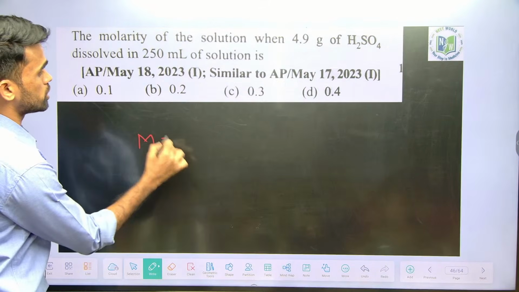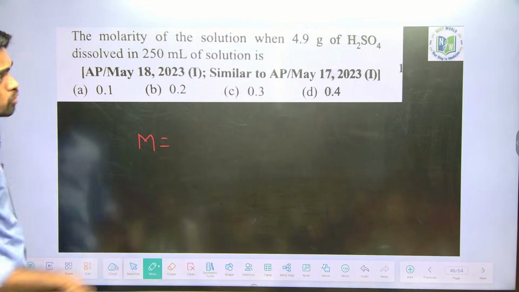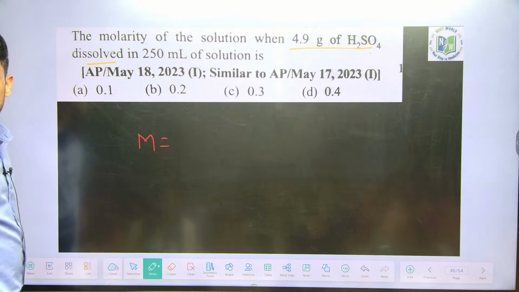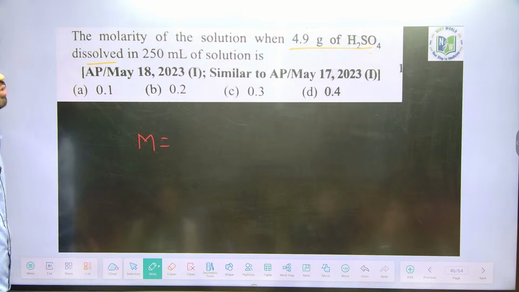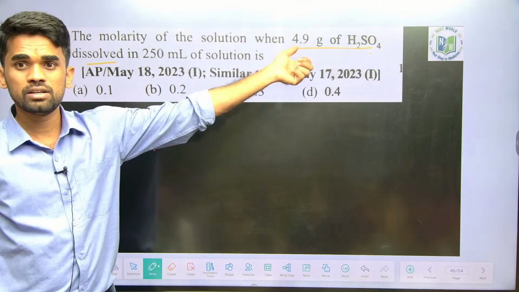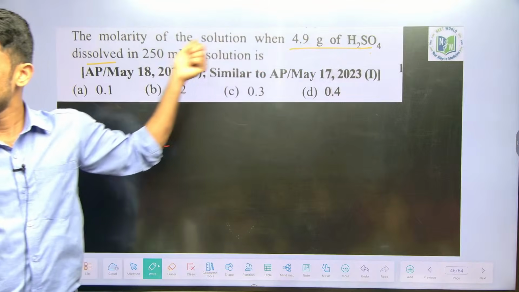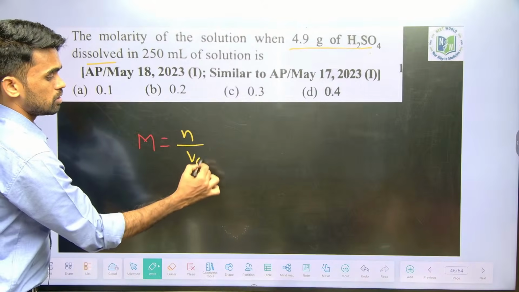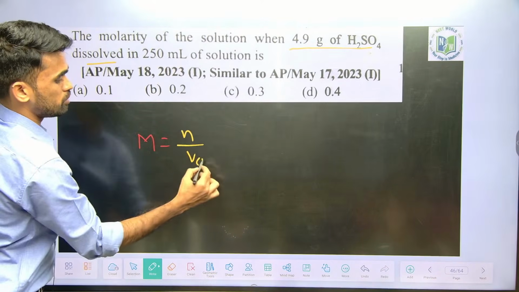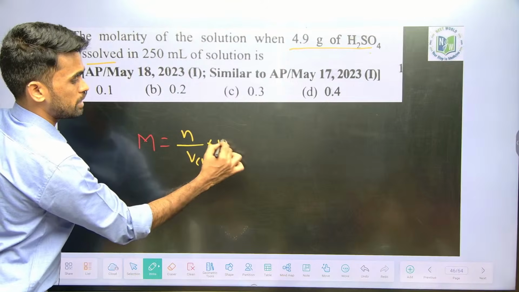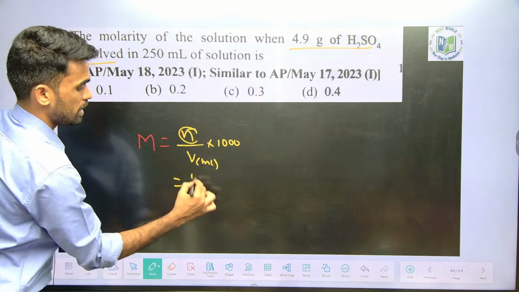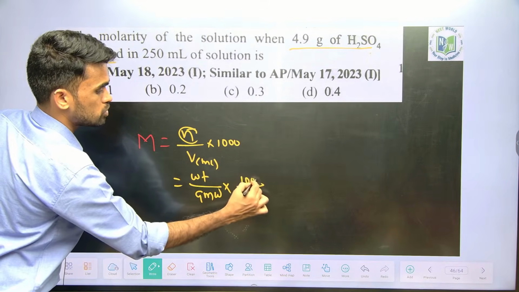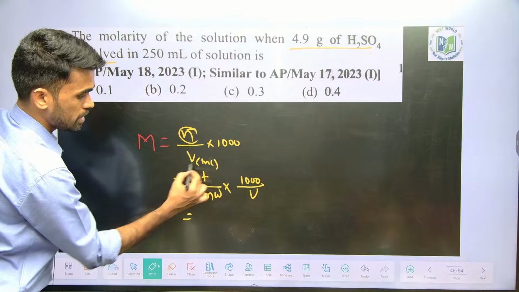Molarity of solution when 4.9 grams of sulfuric acid is dissolved in 250 ml of water. So what data have they provided? Weight of the solute, volume of solution. Number of moles means weight of solute by molar mass of that solute, times 1000 by V, since 250 is in ml. Now tell me, what is the weight?